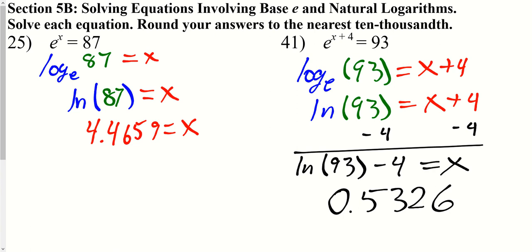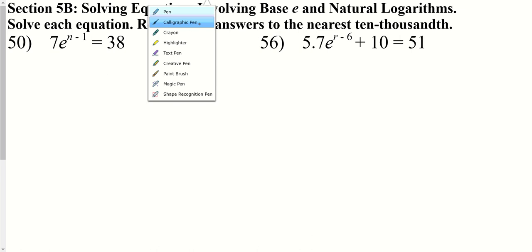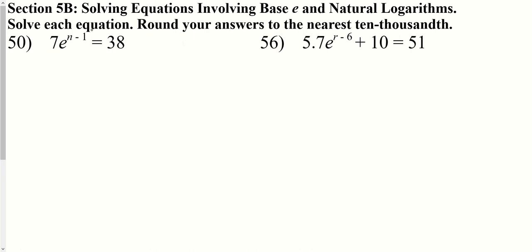So looking at the next problem, remember you got to get the part with the exponent on it on one side by itself. So that means you got to get rid of that 7. So to undo timesing by 7, you'd want to go ahead and divide both sides by 7. Now, when you're looking at the right side, 38 divided by 7 doesn't end up being a nice neat number, so just leave it as 38 divided by 7.